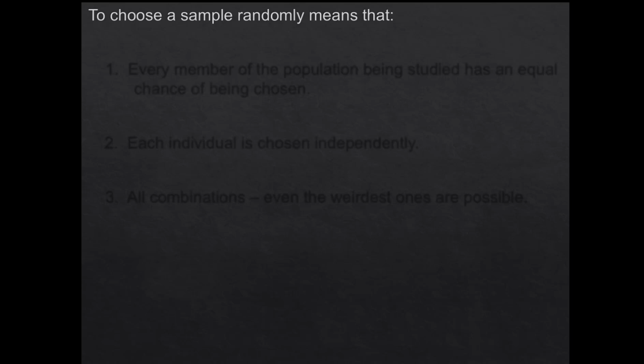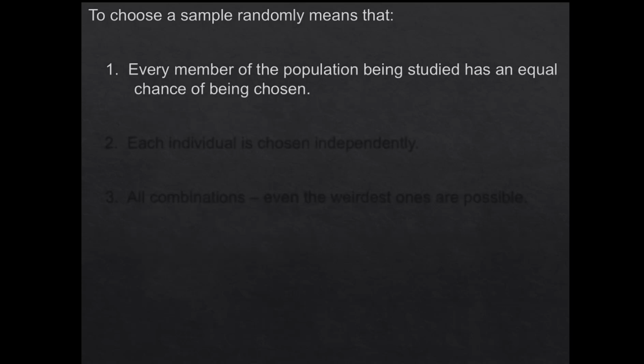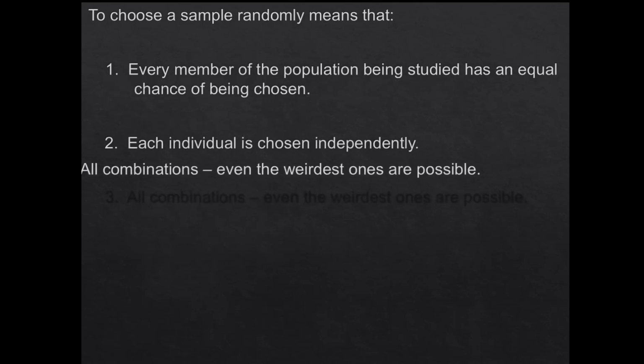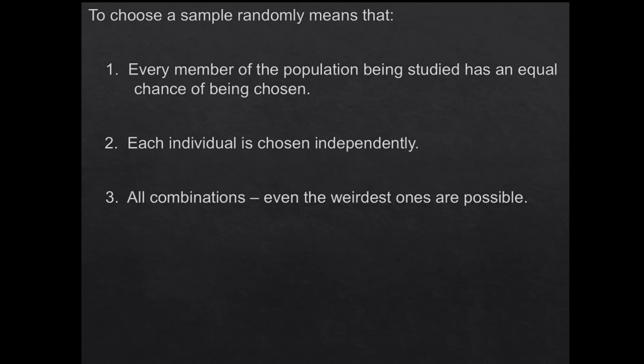To take a sample randomly means the following three things. Every member of the population has an equal chance of being chosen. Each individual is chosen independently, and all combinations, even the weirdest ones, are possible. So every person has an equal chance of being chosen. If I'm taking 200 students from all George Brown students, I can't just take people whose first names start with the letter A, because then not everybody has an equal chance of being chosen. I can't go to the cafeteria, because not everybody goes to the cafeteria, and I can't go to the gym, because not everybody goes to the gym.